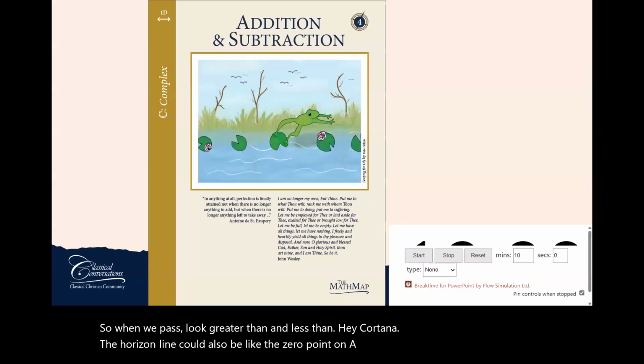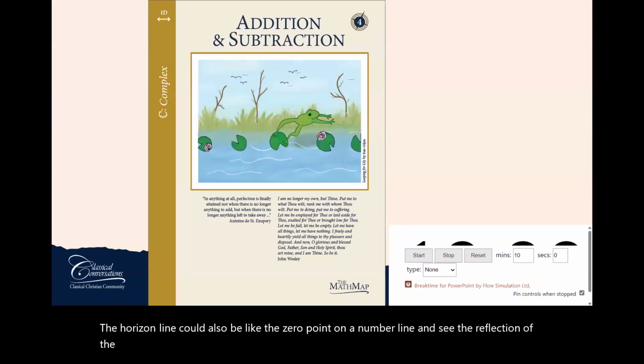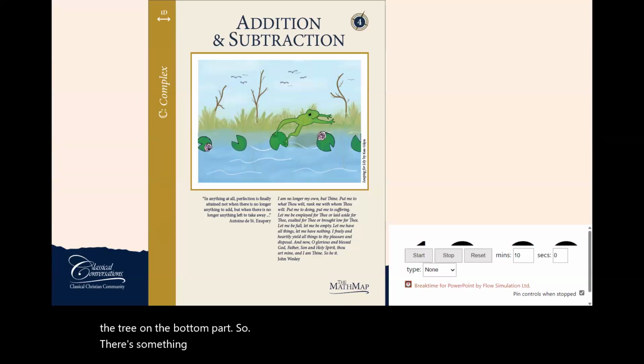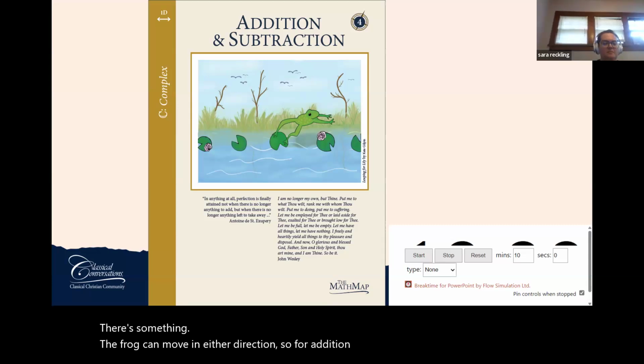You can see the reflection of the tree on the bottom part, reflecting that a little bit. The frog could move in either direction. It could go up for addition and backwards for subtraction.